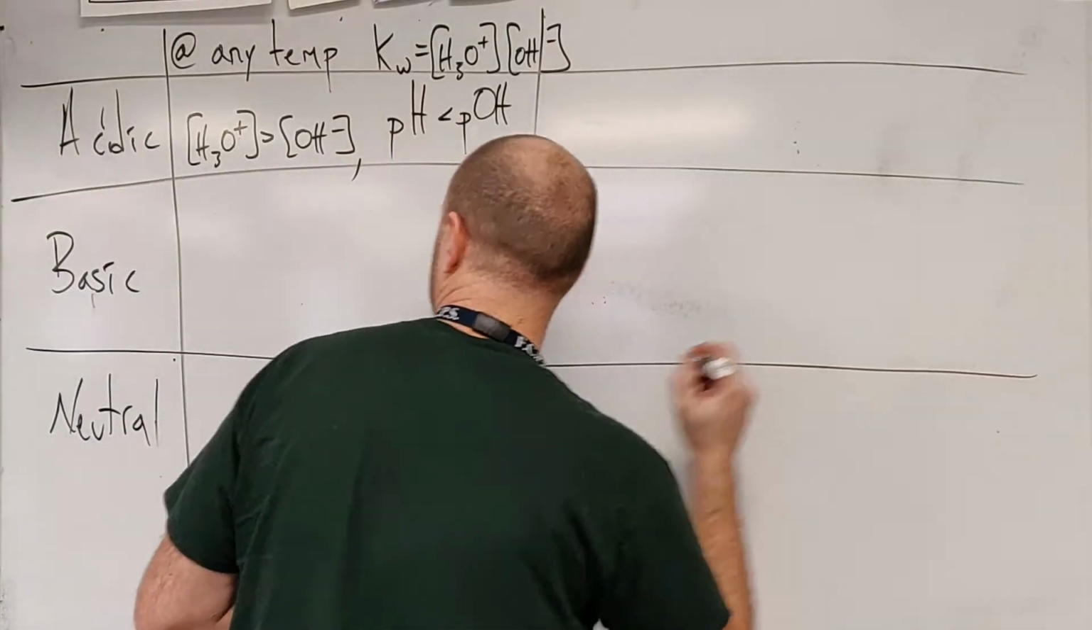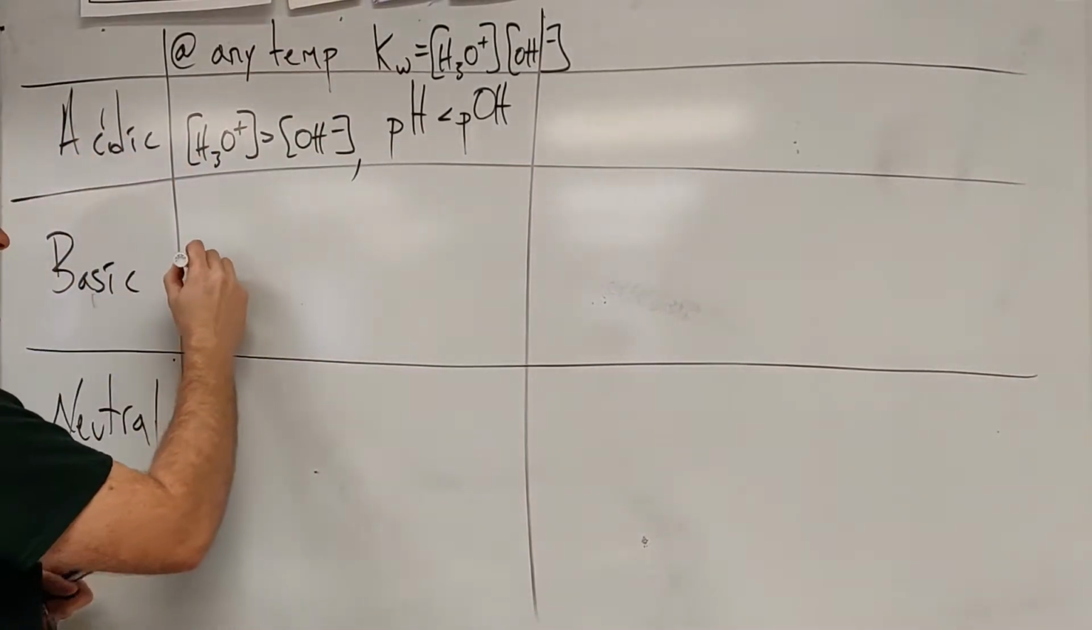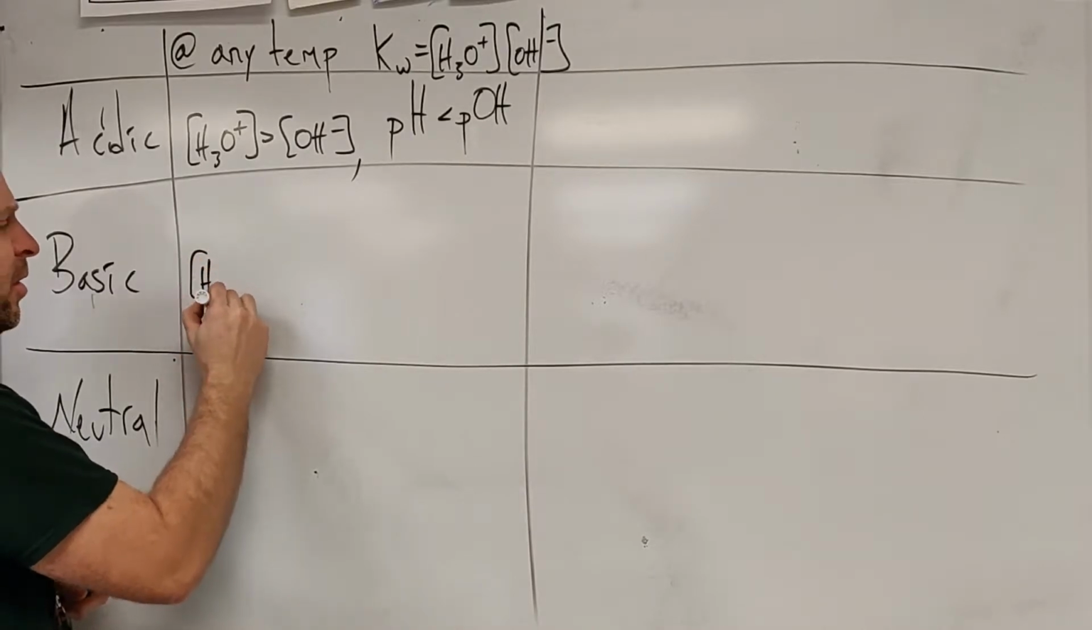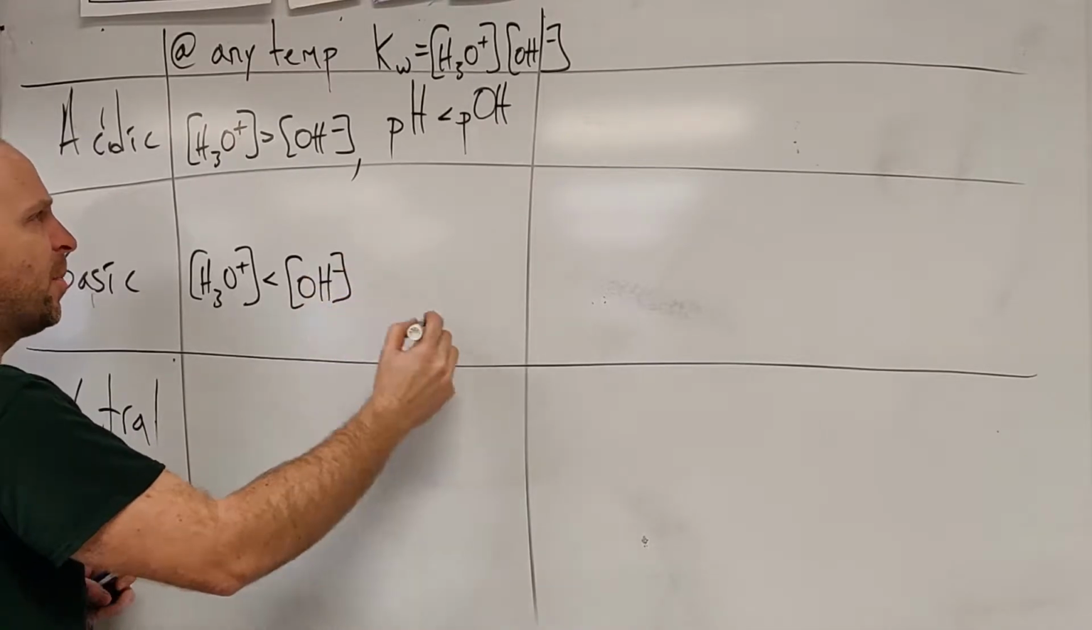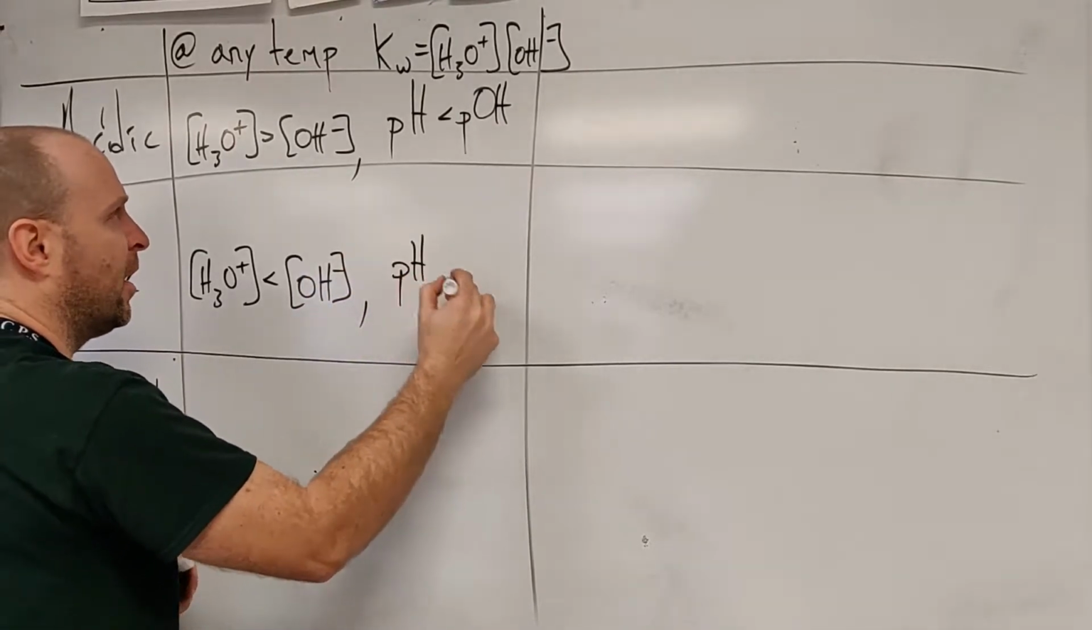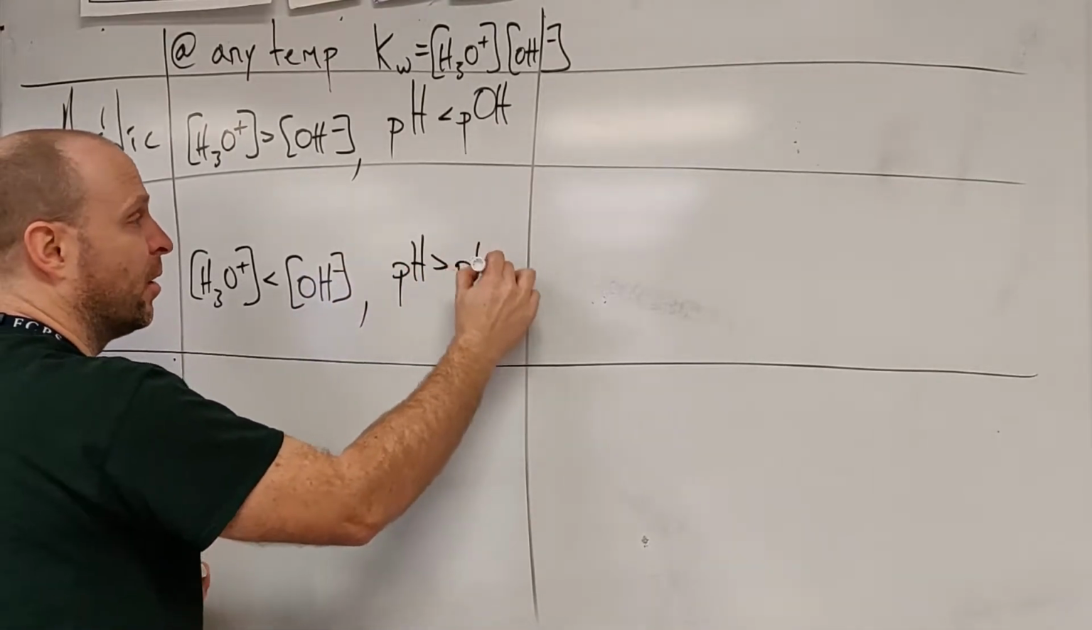So what does it mean to be basic? We can look at this same type of relationship. We've got a concentration of H3O plus that has to be less than the concentration of OH minus, and correspondingly, your pH has to be greater than your pOH.